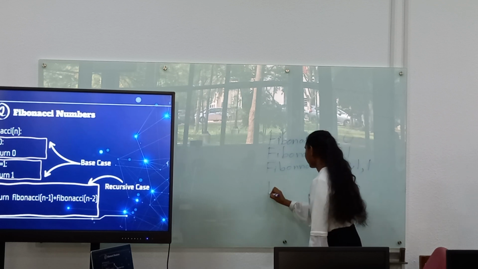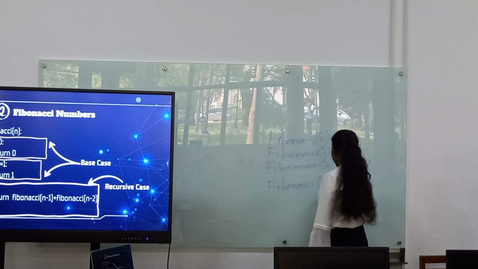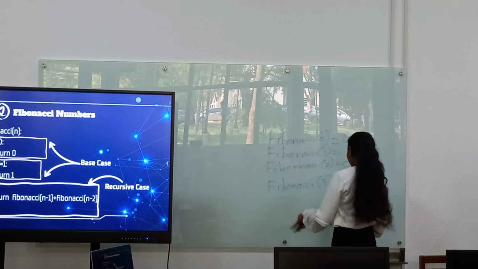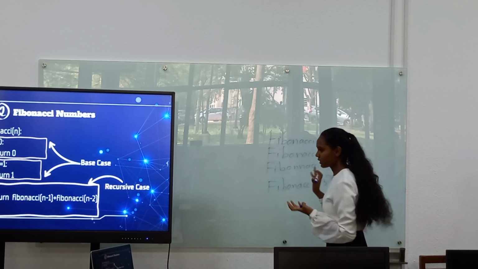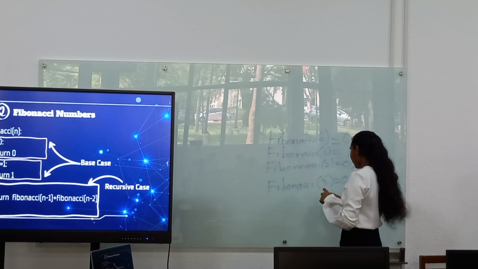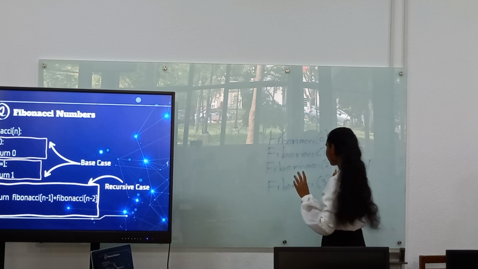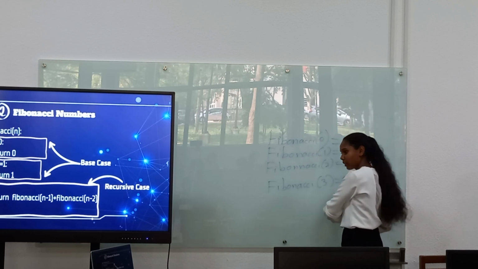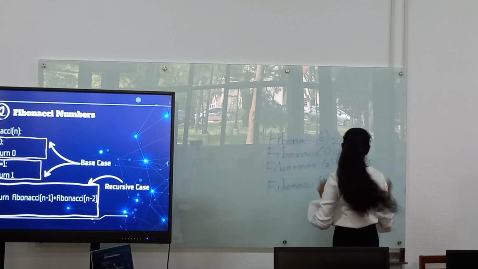I'll take another example. Fibonacci 3 should be the summation of the two preceding numbers before 3. The two preceding numbers before 3 are 2 and 1. Fibonacci 2 is 1 and Fibonacci 1 is also 1. So the summation of 1 plus 1 is 2. So Fibonacci 3 will be 2.